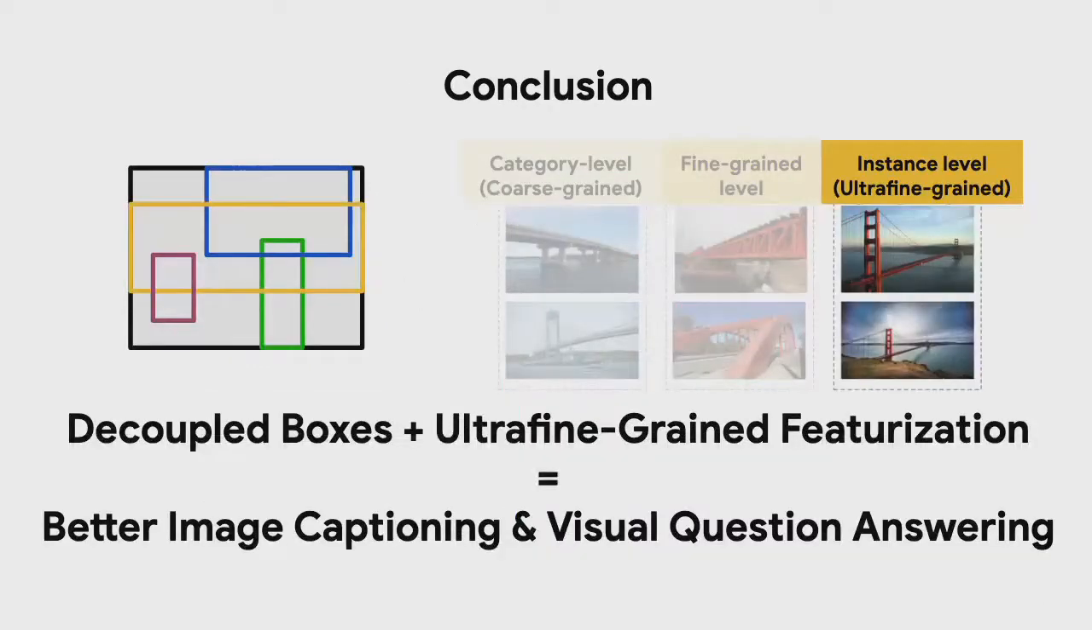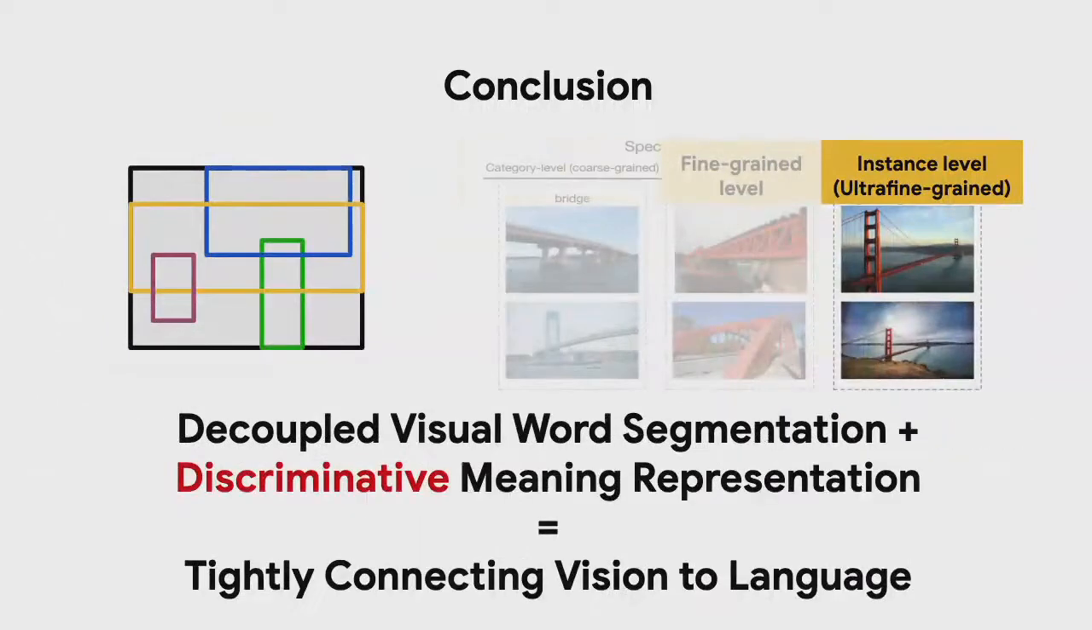All right, so the conclusion: a method for image captioning and VQA. Since there are a lot of NLP people here, I can rephrase a little bit: decoupling visual word segmentation plus discriminative meaning representation. See whether you like it. I guess this allows us to tightly connect vision to language.